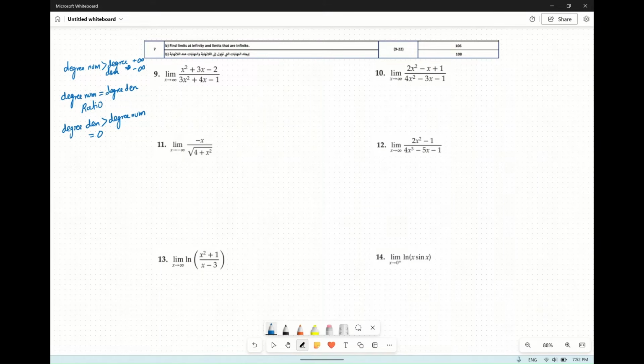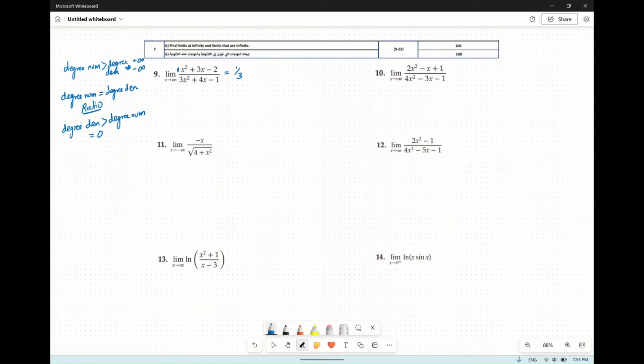So when I come to question number 9, I see that the degree up is 2, because 2 is the highest power. Degree down is 2. The degrees are equal. So what does this mean if the degrees are equal? Take the ratio of the leading coefficients. How do we do that? I go to the x of the highest power. What's the number beside it? 1. What's the number beside this one? 3. So the answer is directly 1 over 3.